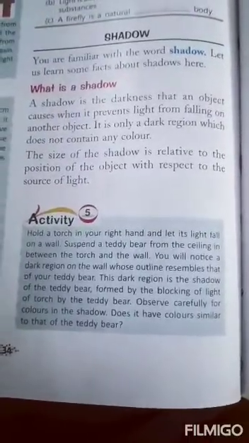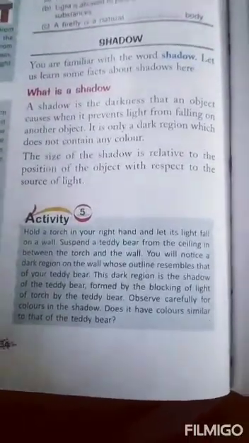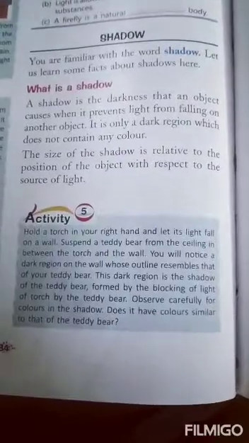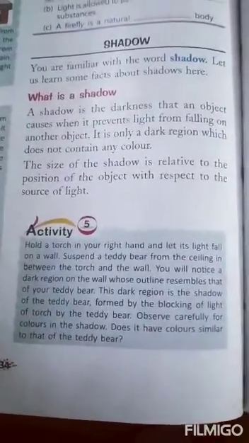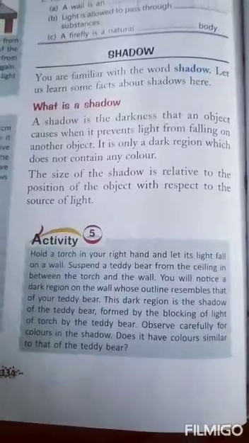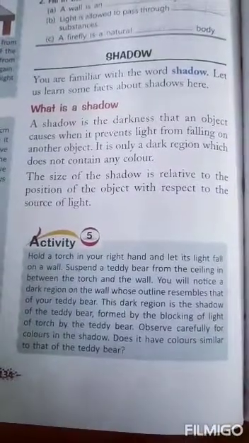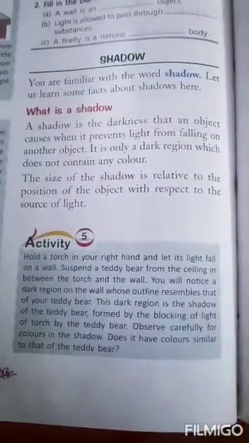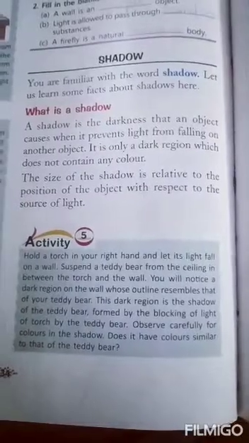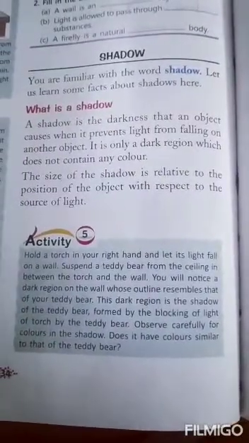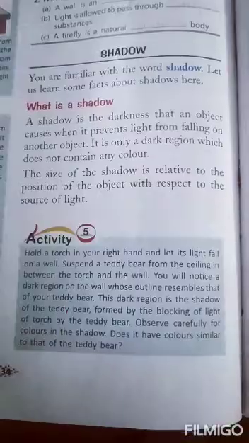In other words, we can say this: it is only a dark region which does not contain any color. The size of the shadow is relative to the position of the object with respect to the source of light. So let's do one activity to better understand this concept.